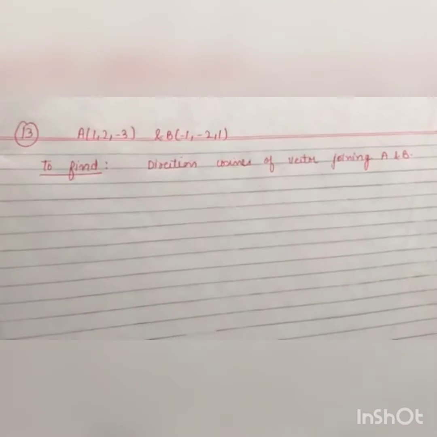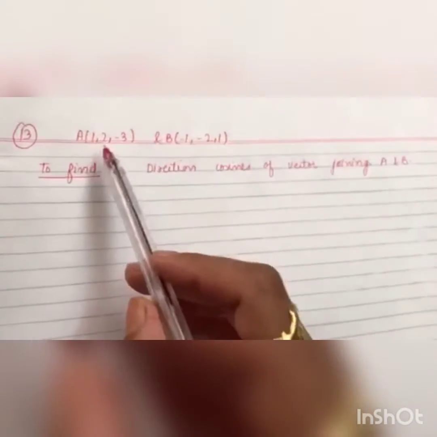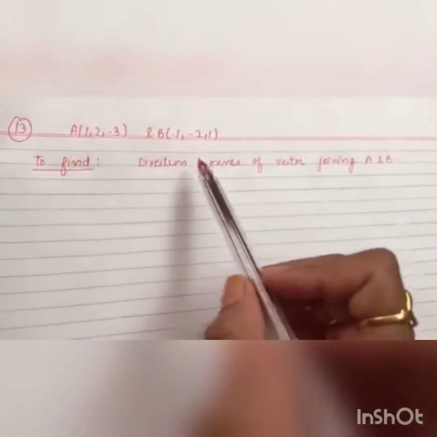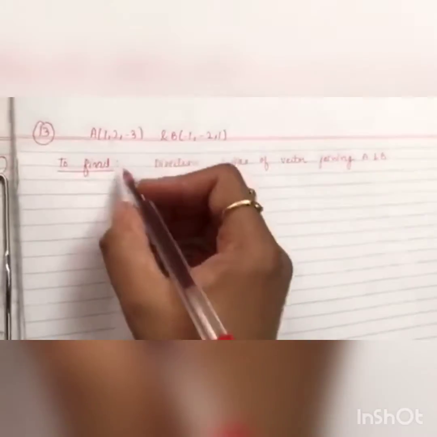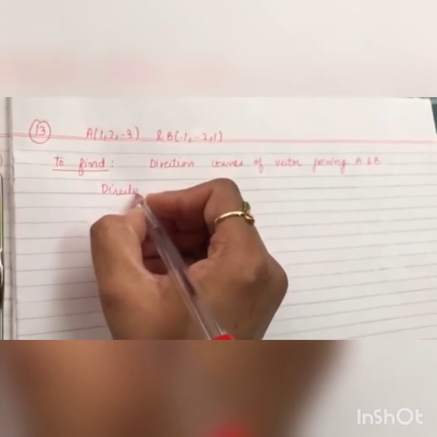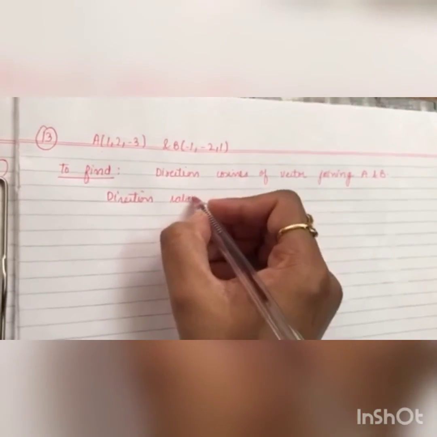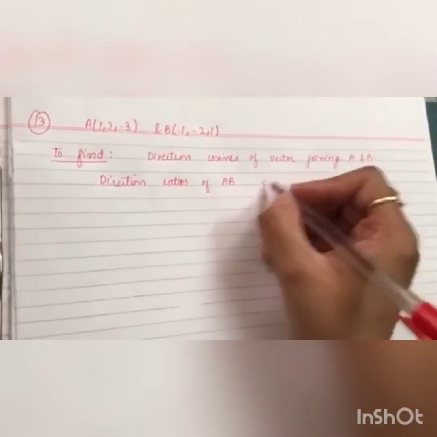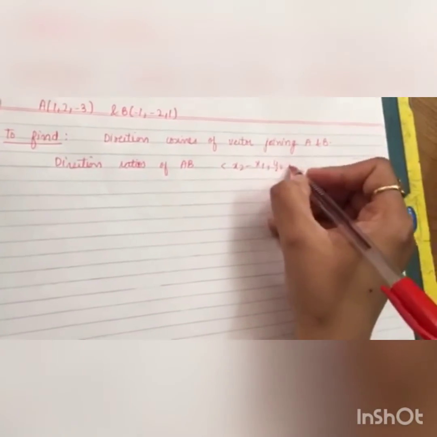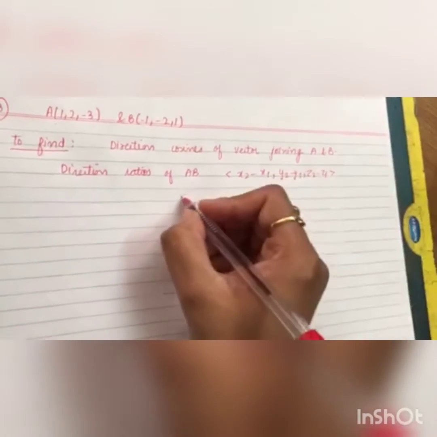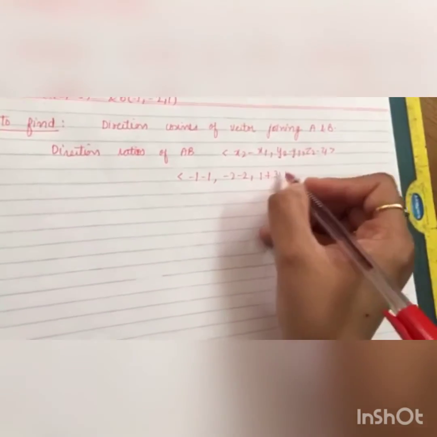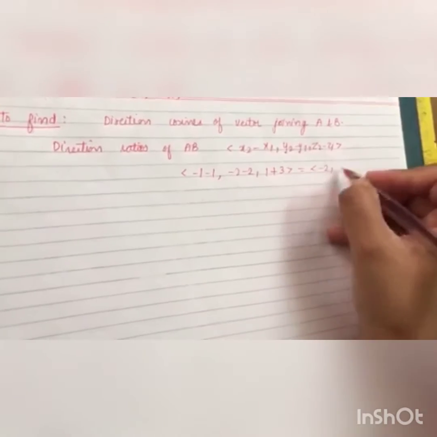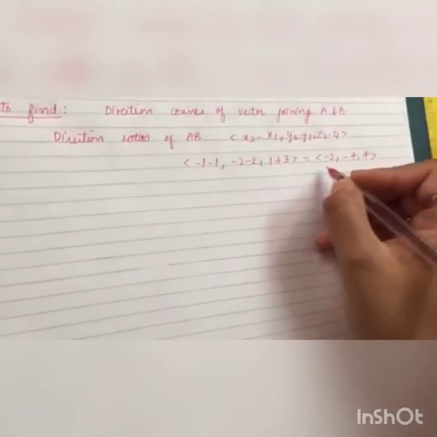Okay, next, starting with question number 13 of exercise 10.2. Two points are given, A and B, and we have to find the direction cosines of the vector joining A and B. So first of all, if we are to find direction cosines, we have to find direction ratios. So direction ratios of AB. The formula for calculating is x2 minus x1, y2 minus y1, z2 minus z1. That is minus 1 minus 1, minus 2 minus 2, 1 minus minus 3, that means plus 3. So this is minus 2, minus 4 and 4. These are the direction ratios.